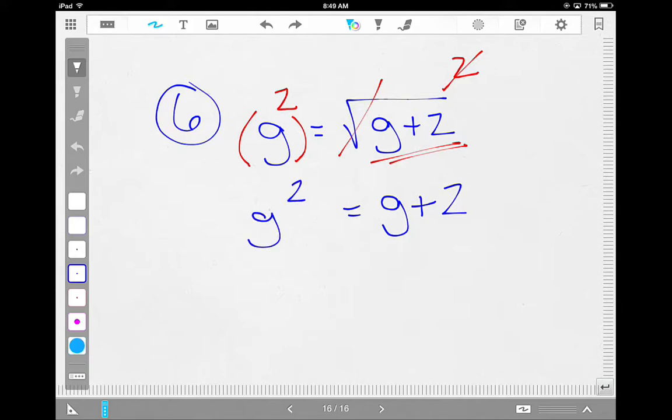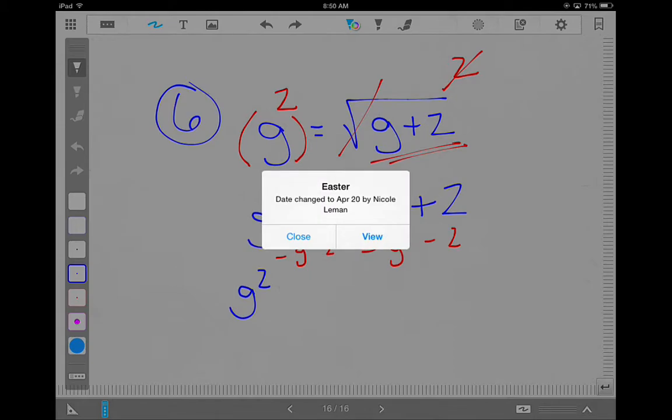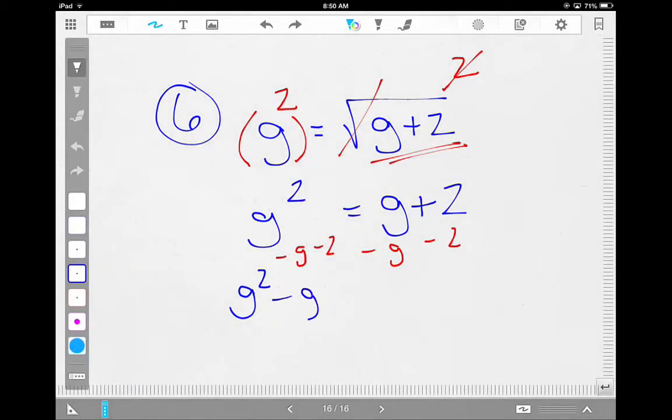So here again, ding, ding, ding, red light, that's a squared, that's a quadratic equation, that's got two solutions. I could factor it, I could complete the square, or I could use the quadratic formula. Again, I like factoring because it's faster if it works. So I'm going to subtract g and 2 from both sides to make the right side end up being 0. So g squared minus g minus 2 would equal 0.